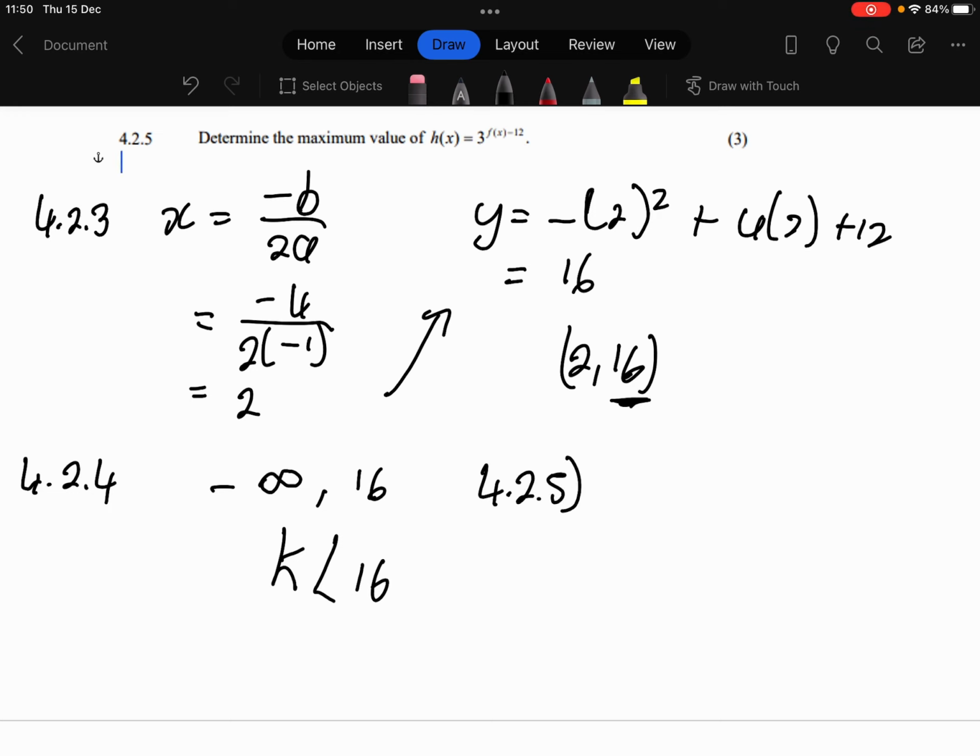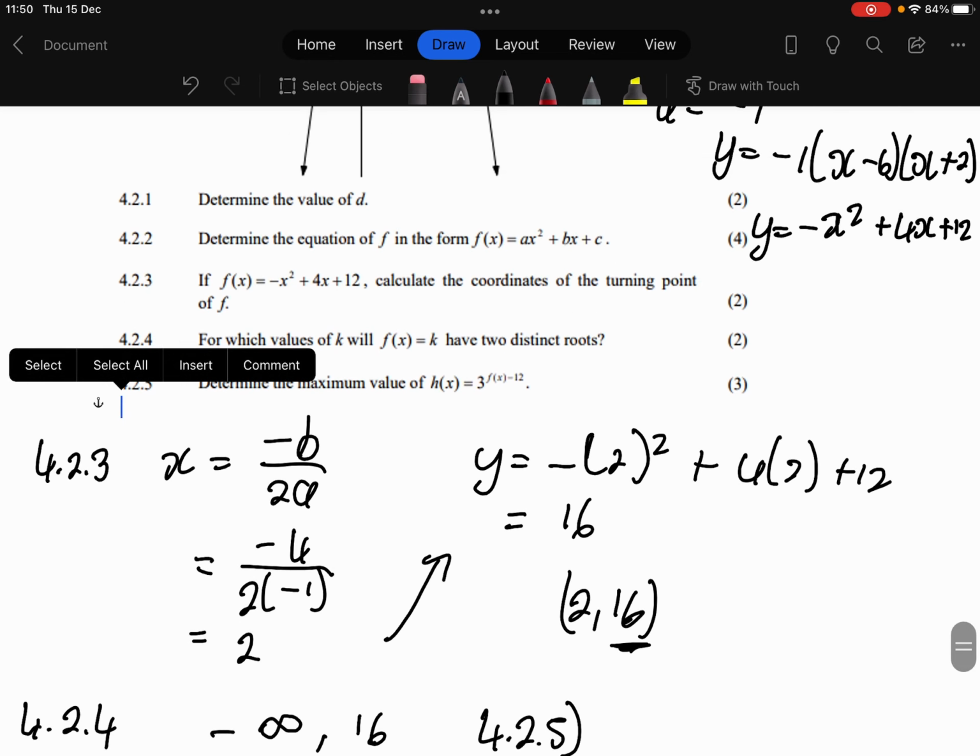4.2.5. Determine the maximum value of h of x is equal to 3 to the power f of x minus 12. Okay, so in this case here, they're asking for a maximum value. Okay, so f of x is referring to the previous graph, which is negative x squared plus 4x plus 12, and they're asking for a maximum value.